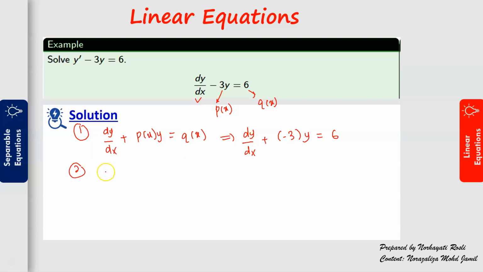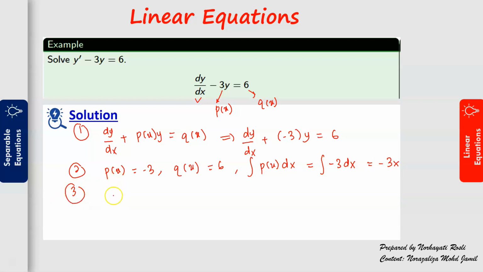In this case, we can see clearly our p(x) equal to negative 3 and q(x) equal to 6. And then we need to integrate p(x) dx. So here we will have the integration of negative 3 dx. Remember, when integrating this one, we integrate without a constant. So when we solve this one, we will have negative 3x. And then class, for step number 3, we need to calculate the integrating factor.